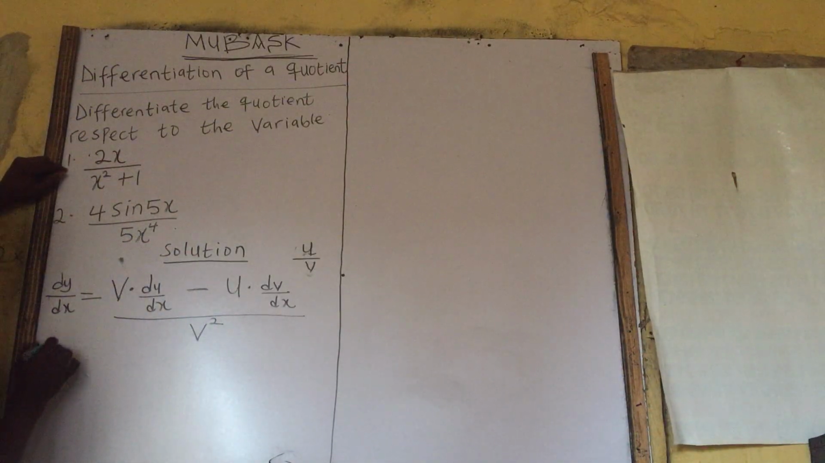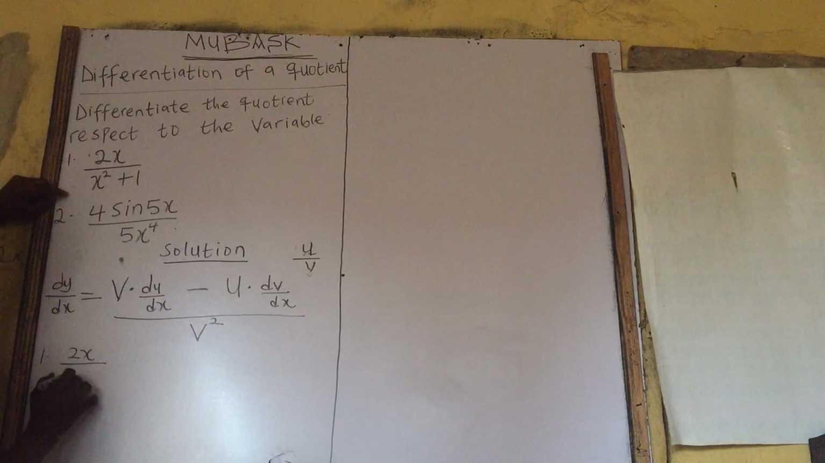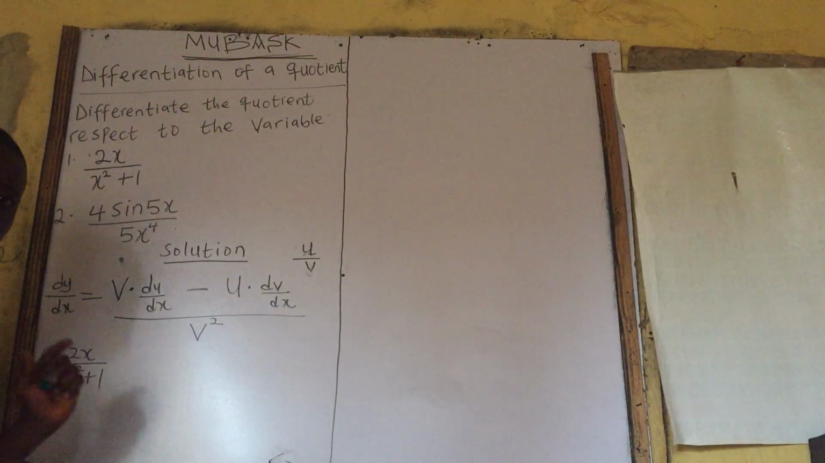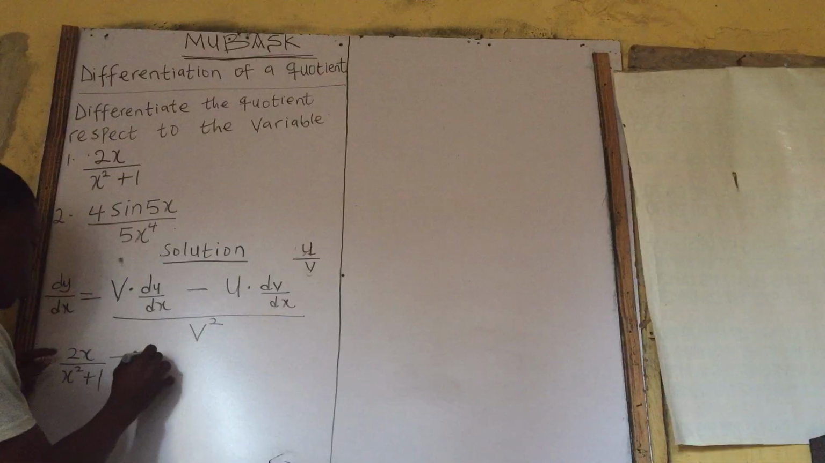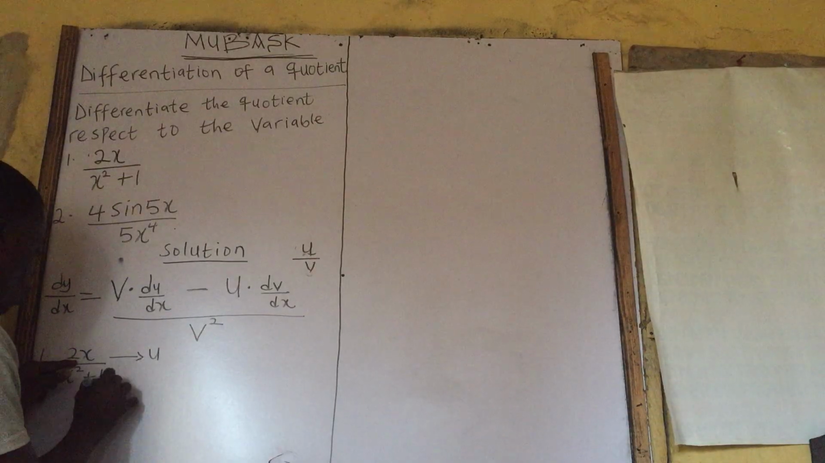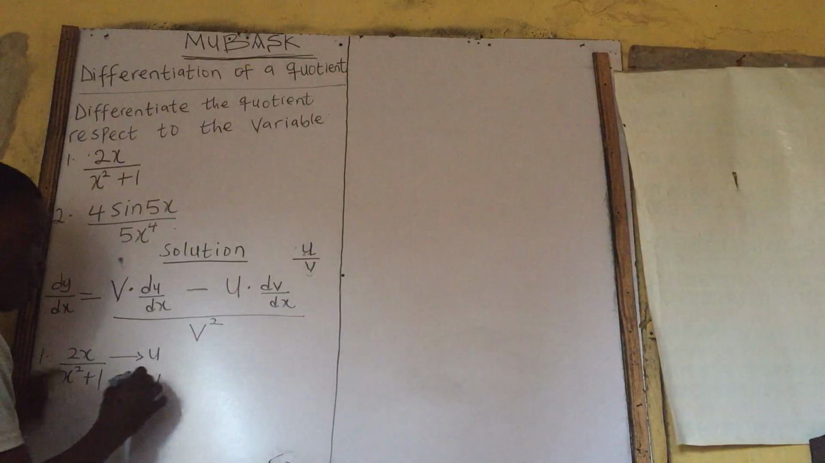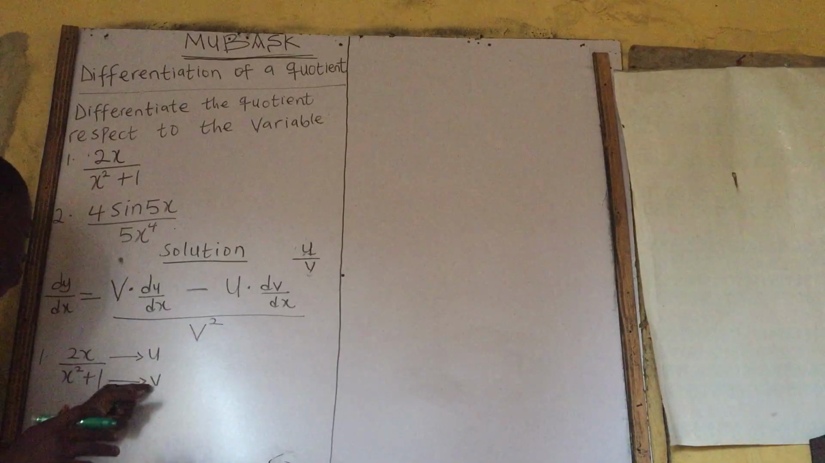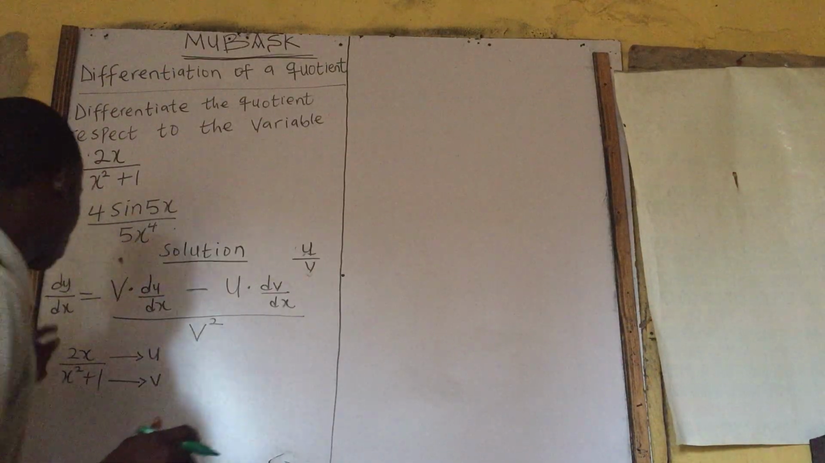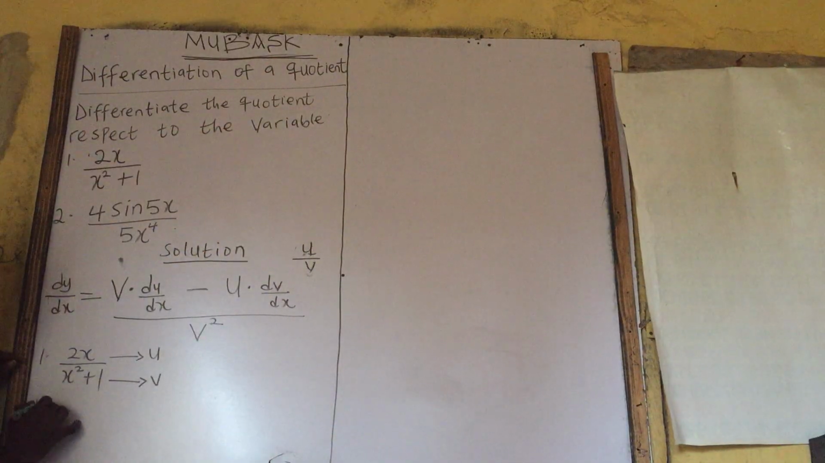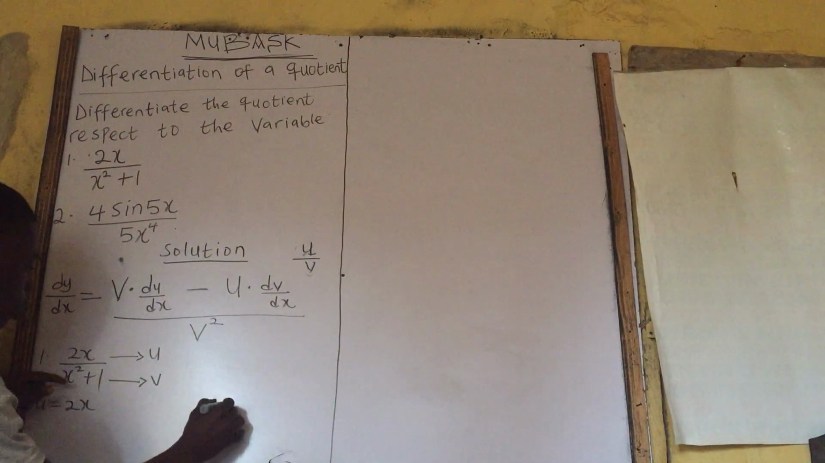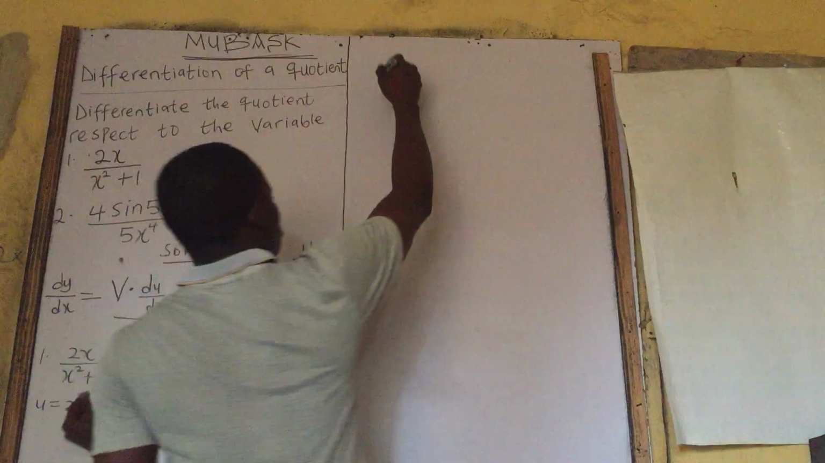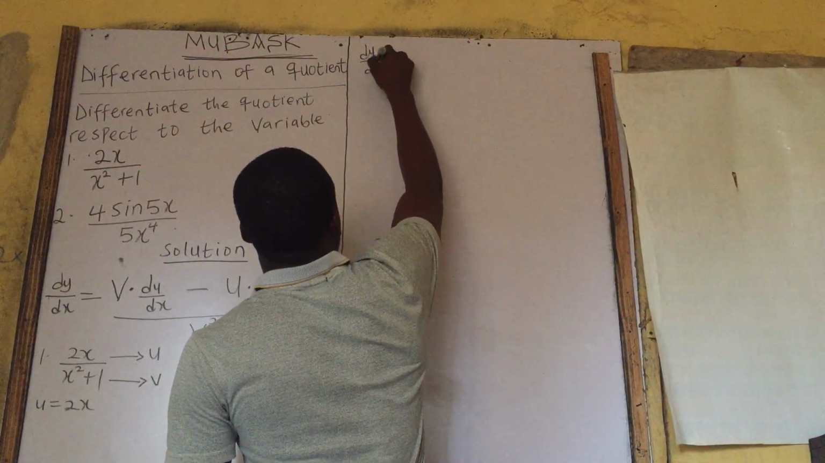Now question 1. We have 2x divided by x squared plus 1. How do we determine our u? How do we determine our v? Note, the numerator will be our u, while the denominator will be our v. Since we determine our u to be equal to 2x, while our v is equal to x squared plus 1.